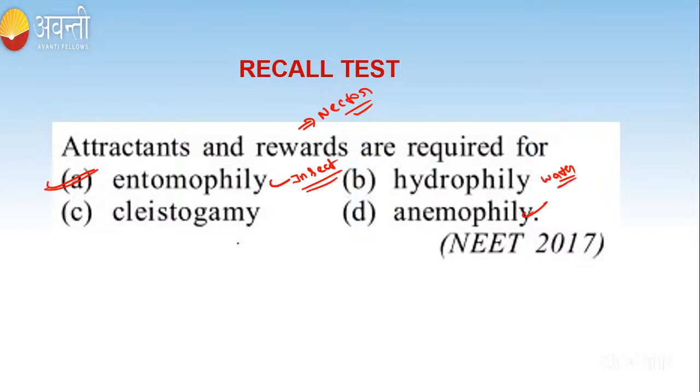Whereas clistogamy is nothing but a closed flower, right? In the closed flower, there is no cross pollination, so we don't require any agent. In this, only autogamy happens. In the closed flower, there is no cross pollination, only self pollination. Then coming to anemophily, pollination by the wind is called anemophily.